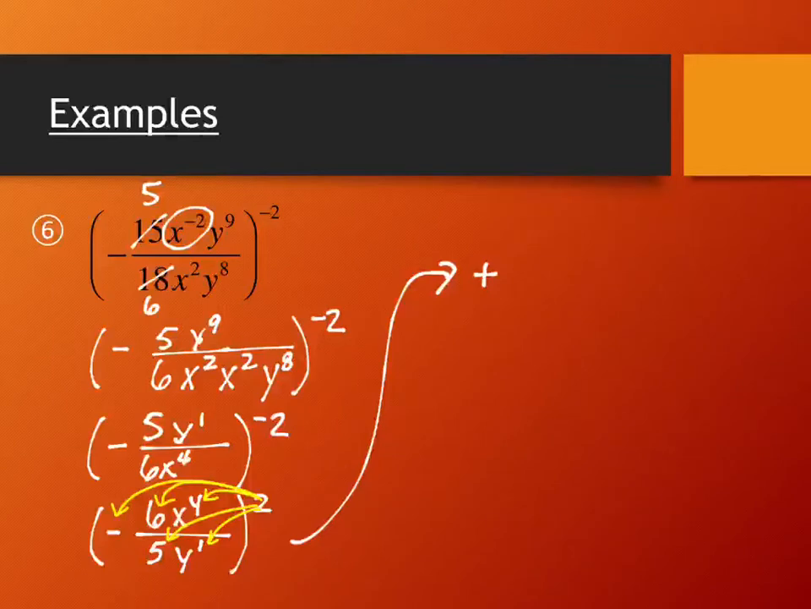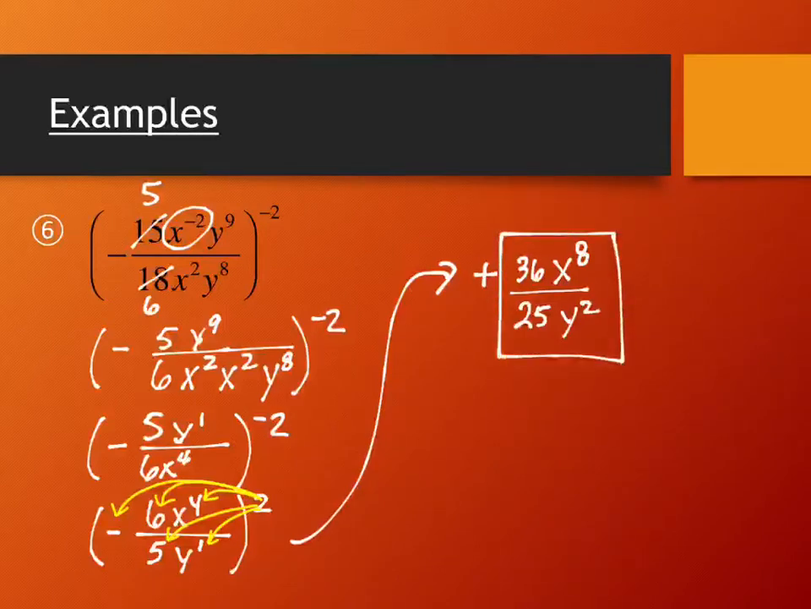So the first piece is 6 squared. So 6 squared is 36. Now I have x to the 4th squared. X to the 8th, right? I multiply the exponents. I have 5 squared, 25. And I have y to the 1st, or y squared. So it's y squared. Okay? So whether you group that positive that I did in the front with it or not, it is a positive number. This is the result that we get.